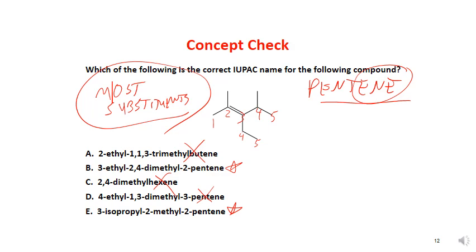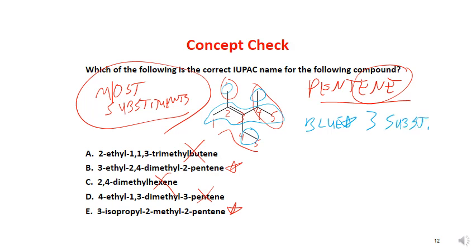So if you went down here, then you would have 1, 2 substituents hanging off. But if you went here, then you could have 1, 2, 3 things hanging off it. And blue is where we want to go because there's 3 substituents.